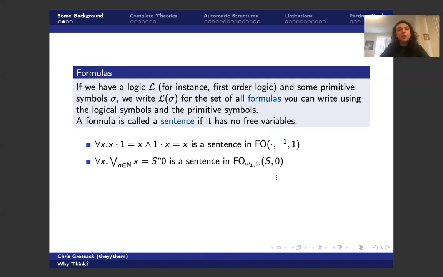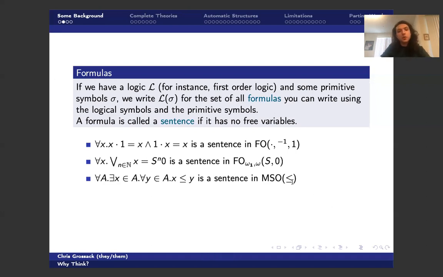If you allow infinitary conjunctions, you can write down this sentence in the language of successor and zero. So you can think about this as the natural numbers. And this says that every natural number is 0, or it's 1, or it's 2, or it's 3, or it's 4. I'm not going to list all of them because it would take a while. But you can see we're allowing this infinitary disjunction, which would not be allowed in first order logic.